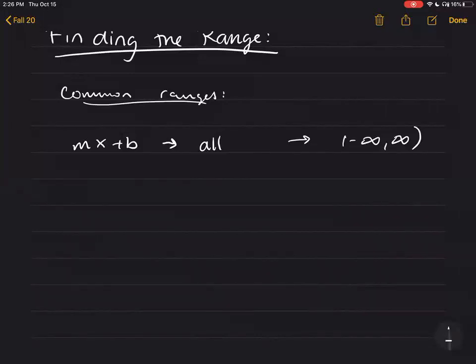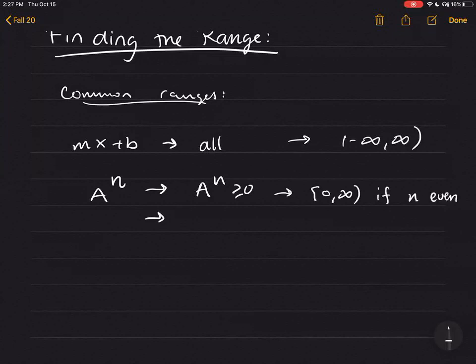let's look at just the leading term. So if we have something to the nth power, there's two cases. If n is even, the range is 0 to infinity. So if it were 2 or 4 or 6, it's going to be greater than or equal to 0. If it's odd, though, it's everything. Cool.